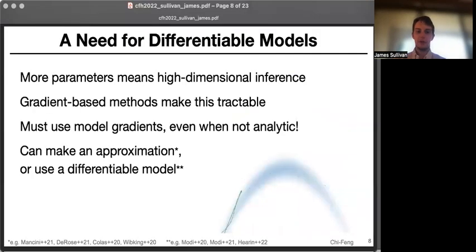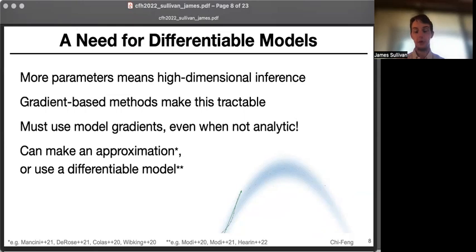So talking about the first thing first, adding more model parameters is problematic because more parameters means higher dimensional inference. And in all but the most special situations, high dimensional inference is intractable unless you use gradient-based methods. To use gradient-based methods for optimization and sampling of posteriors, you need to constrain cosmological parameters. You need gradients of your model. And if you have something like a Boltzmann code, which isn't analytic, you don't have an analytic gradient in your hand, you need to compute the gradient somehow.